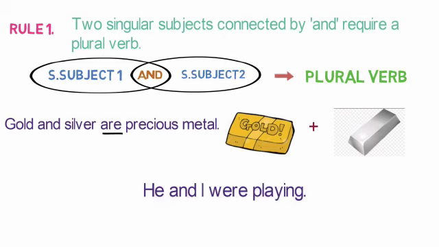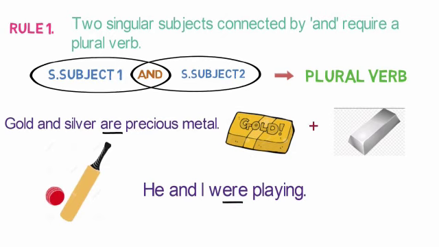He and I were playing. Here also, combining two singular subjects, that is he and I, makes the combination plural. So we have used a plural verb here, which is were. But students, there are some exceptions to this rule also.